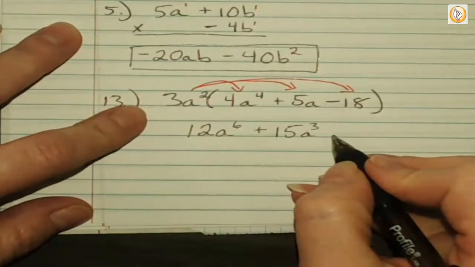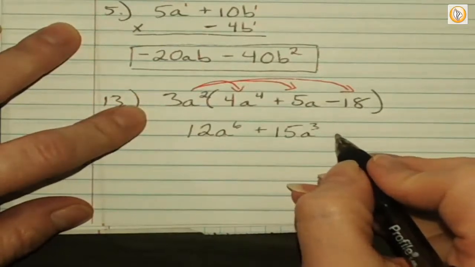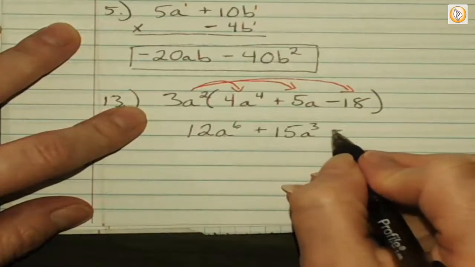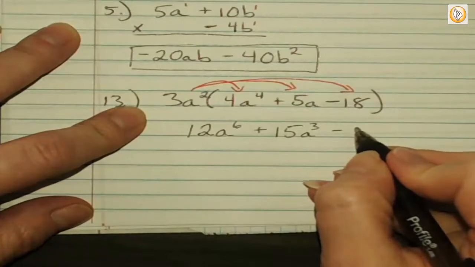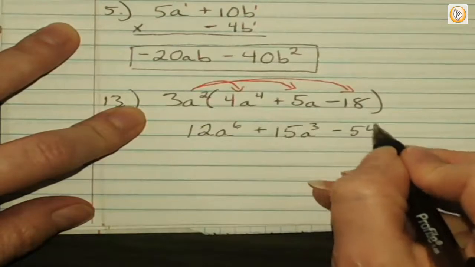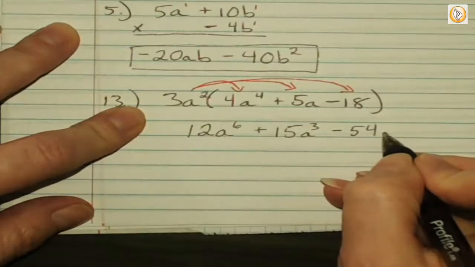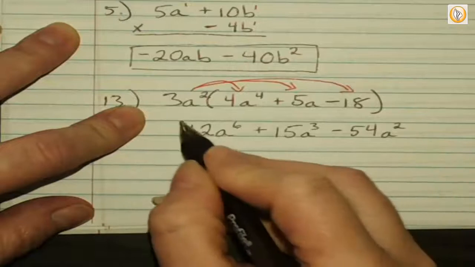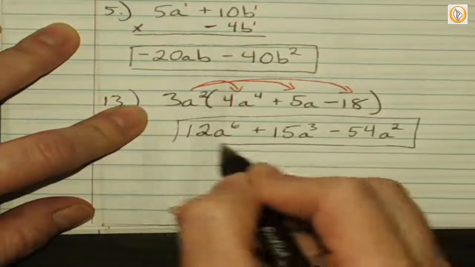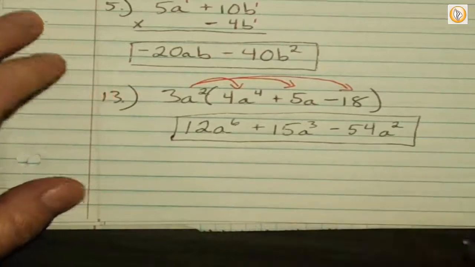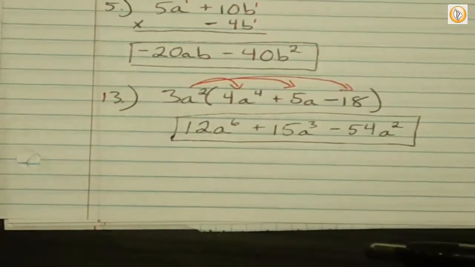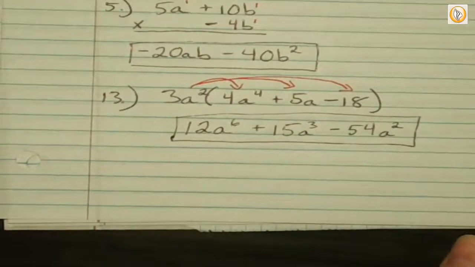And Miranda, negative 64, close. Negative 54a squared. Perfect. And it's in descending order: a6, a3, and a2. And we're done. Any questions so far? No, ma'am.